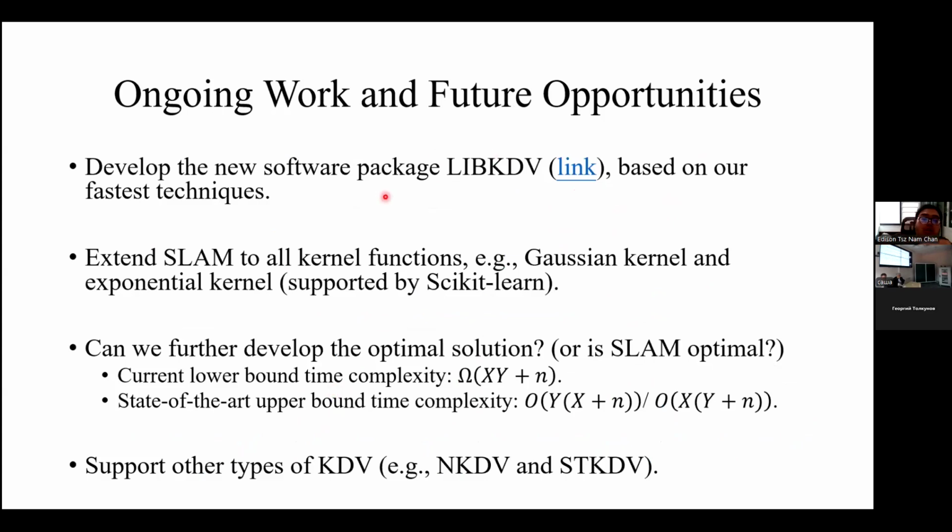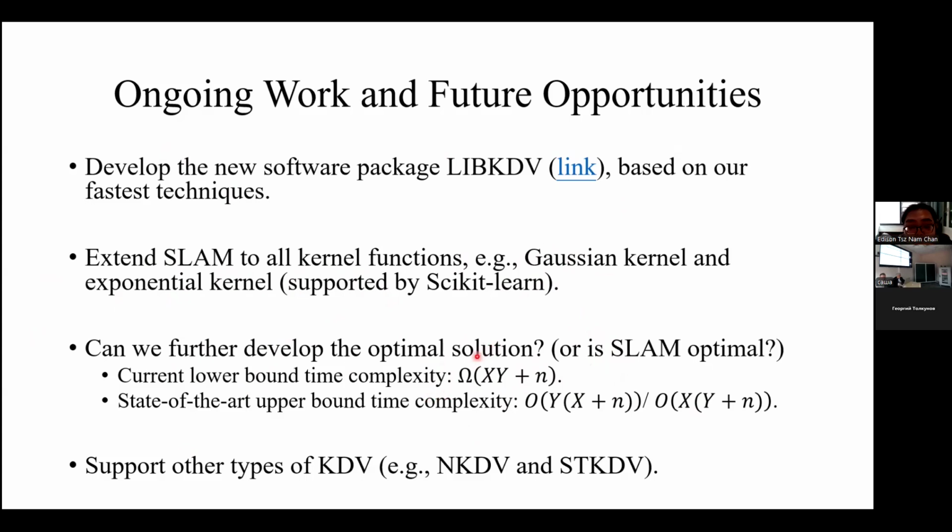So this is the ongoing work and also future opportunities. First, we want to develop the new software package LIBKDV based on our fast techniques and extend SLAM to all kernel functions, because we only focus on some particular types of kernel. Now we consider the Gaussian kernel and also some exponential kernel, and also we further develop the optimal solution, because you know that the lower bound for generating KDV is, at least we need to process all those pixels and access all those data points.